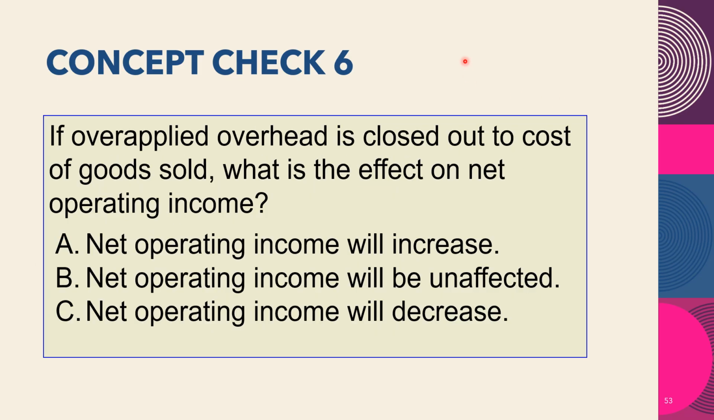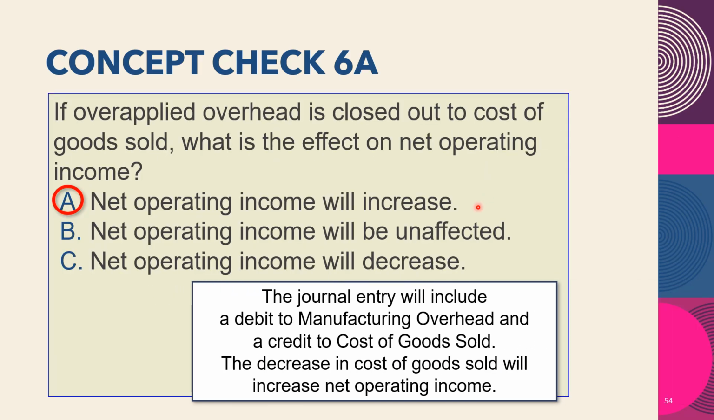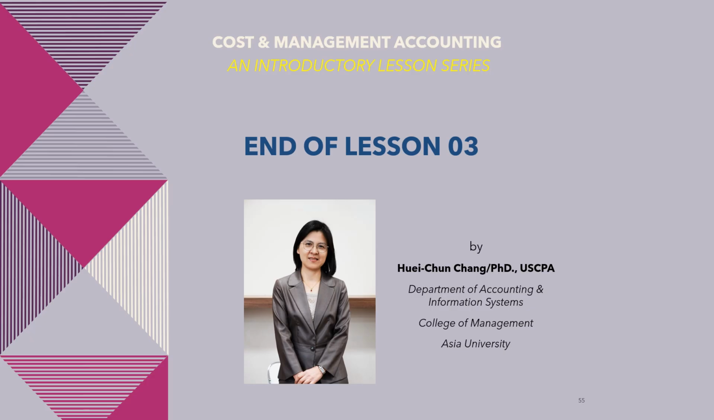Concept check number 6. If over-applied overhead is closed out to cost of goods sold, what is the effect on net operating income? Increase, unaffected, or decrease? What do you think? The answer is A. Net operating income will increase. The journal entry will include a debit to manufacturing overhead and a credit to cost of goods sold. The decrease in cost of goods sold will increase net operating income.